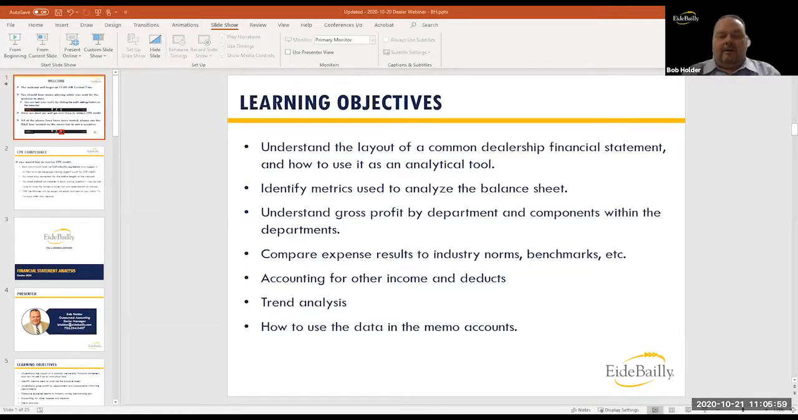We will head over to the gross profit and talk about how to analyze that, and within the departments, how to drill down and look into those. And then we're going to look at how to compare expense results to norms and benchmarks. There are different ways dealerships account for other income and deducts, so we'll talk about that and where that shows up on the financial statement. Talk about maybe some trend analysis, and then the memo accounts.